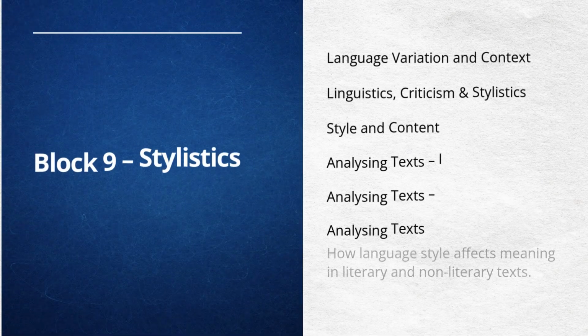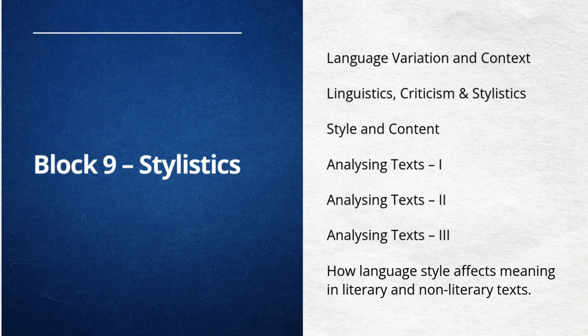Finally, we come to Stylistics in Block 9, where language meets literature. This block is all about analyzing how style, context, and word choice affect meaning, whether in novels, poetry, or advertisements. It ties together many of the ideas you've explored in earlier blocks and helps you apply linguistic tools to real text. So that's your full MEG syllabus, 9 blocks that take you from the foundation of human language to its social, structural, and literary dimensions.